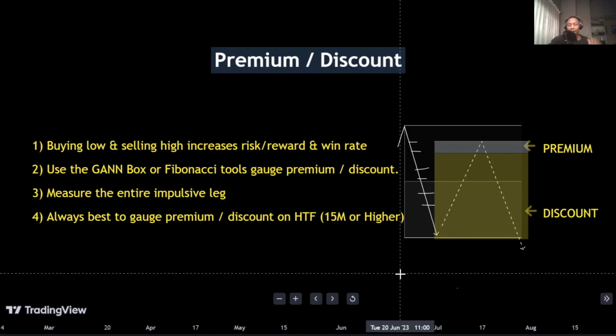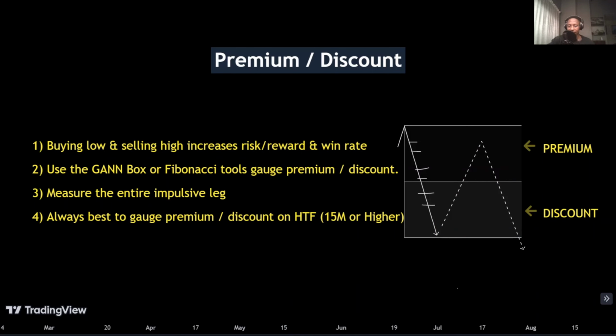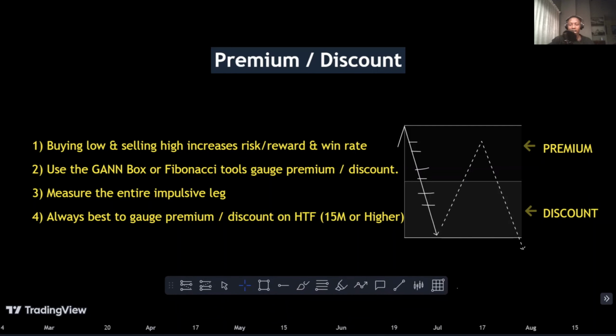You get what I mean? So this is what it helps you with, understanding your risk to reward ratio, and also increases your win rate, right? So the tool I use for this is basically a gang box. I'll just pull out my toolbox here.